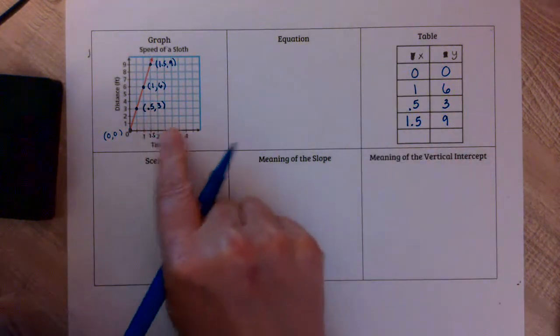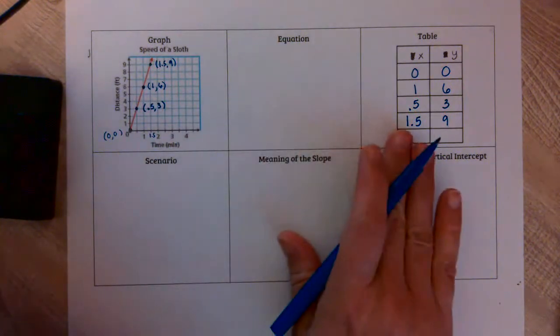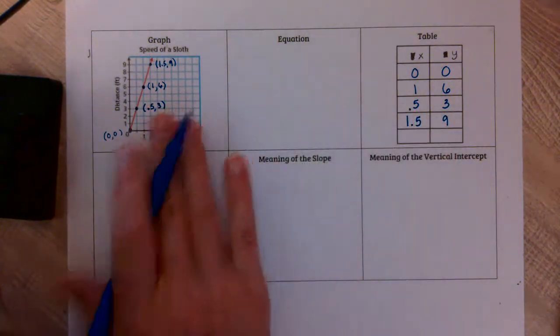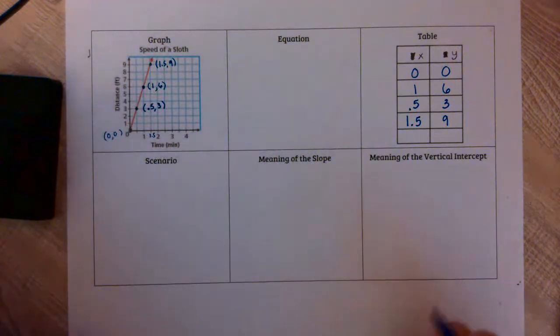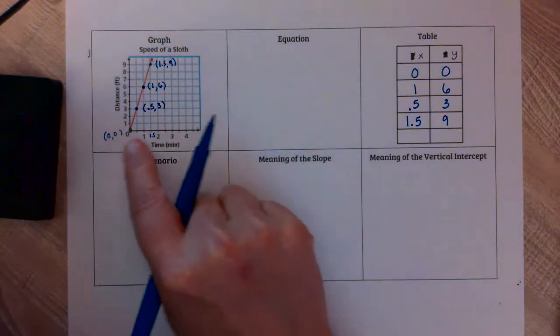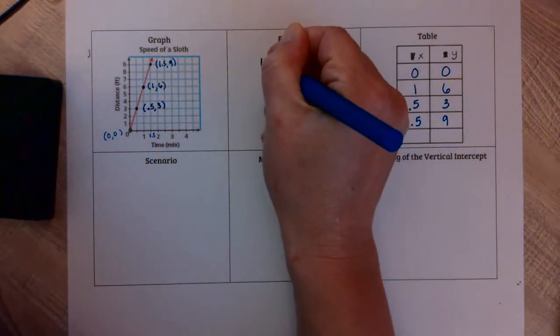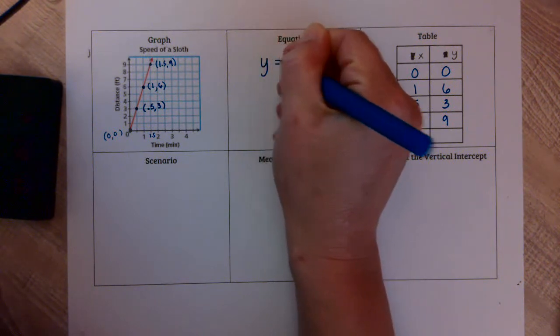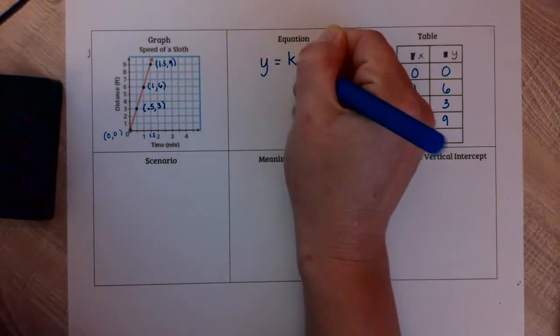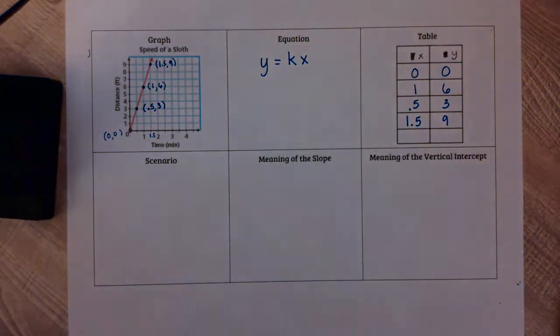So even if the ones I give you today only have 2 points you can find, that's okay. I'm going to teach you how you can get more points on here, even if they're not on the graph. So they're asking me for an equation. Now, remember, we learned that if you have a proportional relationship, you can write an equation in the form y equals kx.